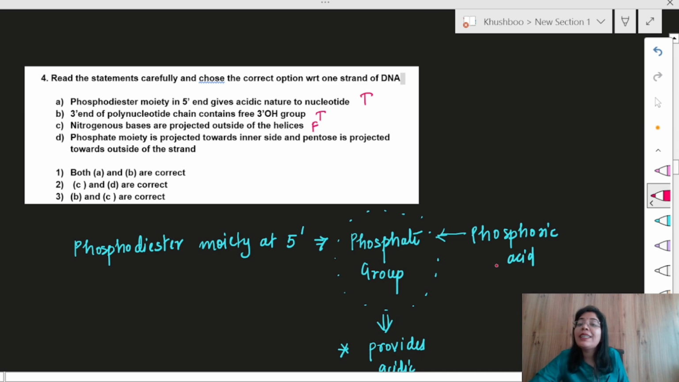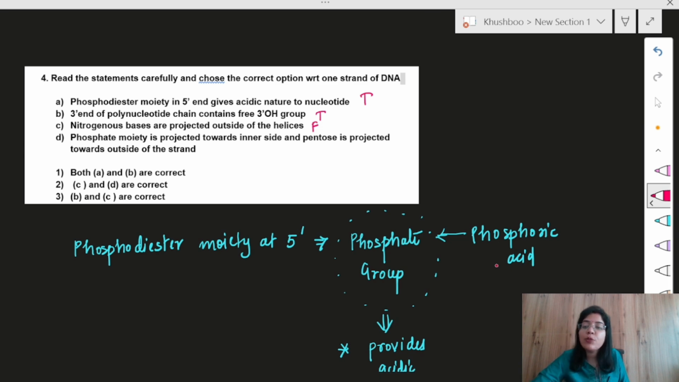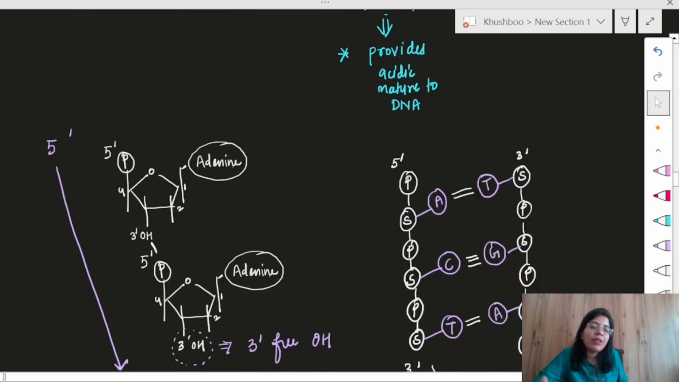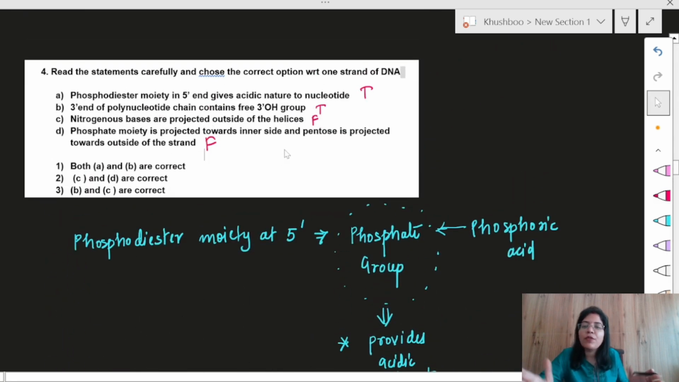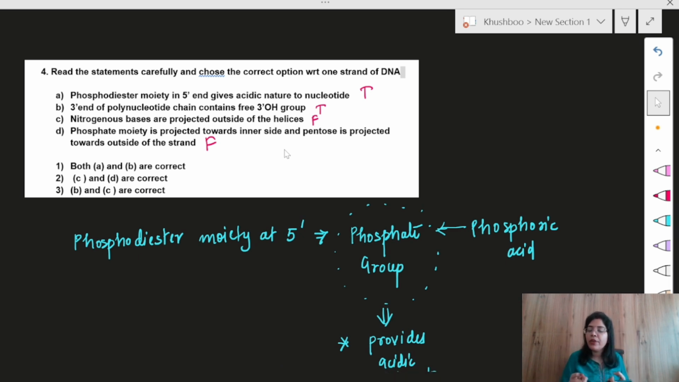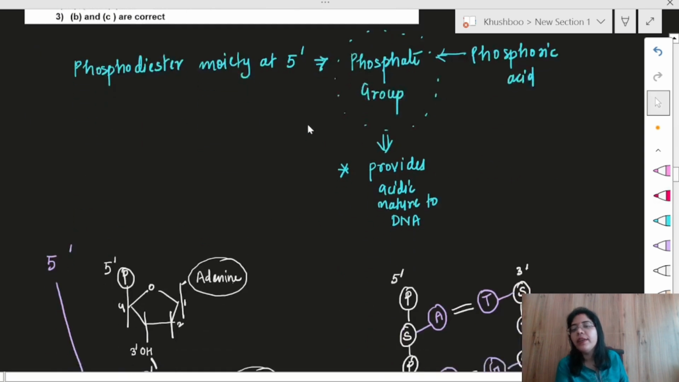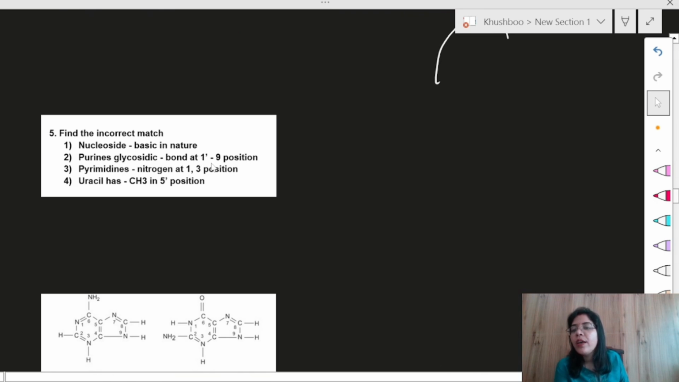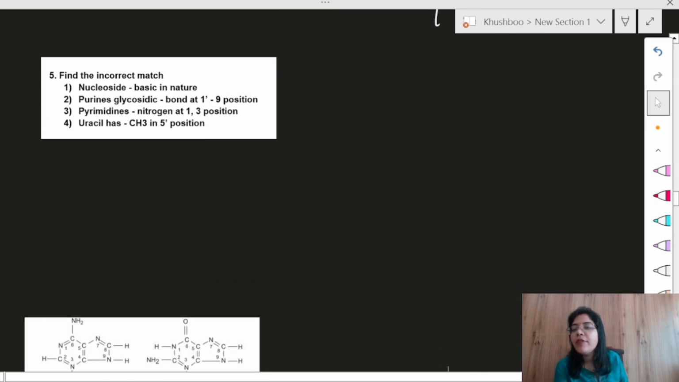Phosphate moiety is projected towards the inner side and the pentose is projected towards the outside. Now you understood this statement is absolutely false. If this is the diagram, then how can we say that this statement is correct? Phosphate is not projected towards the inner side and pentose is not projected towards the outside. Phosphate and sugar make the backbone of DNA, right? And nitrogenous bases are projecting towards the inner side. Okay. So what is correct here? A and B is correct. Option number 1, right?